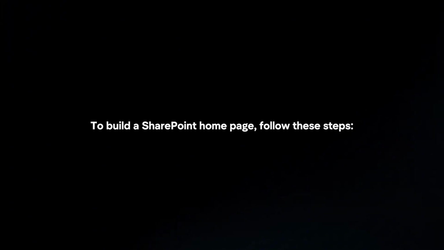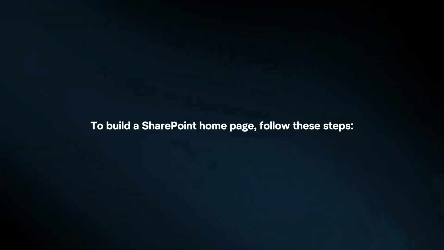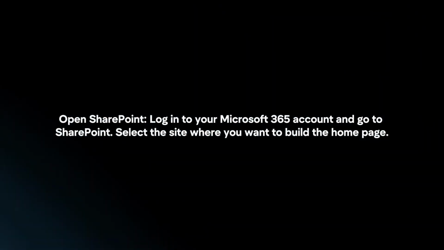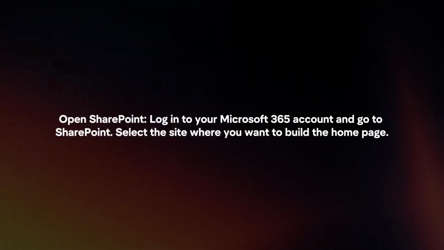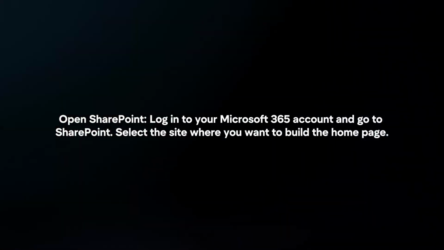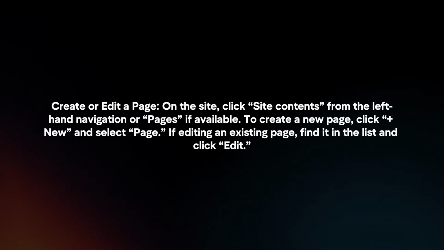To build a SharePoint homepage, follow these steps. Open SharePoint. Log into your Microsoft 365 account and go to SharePoint. Select the site where you want to build a homepage. Create or edit a page.